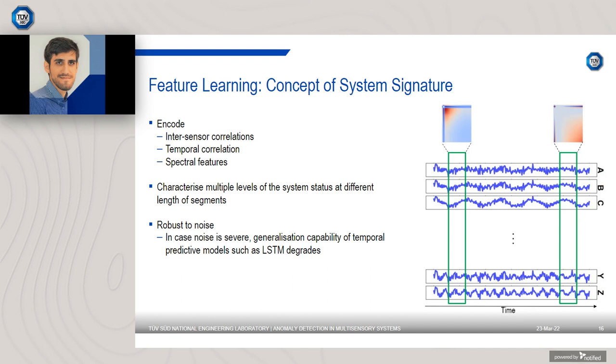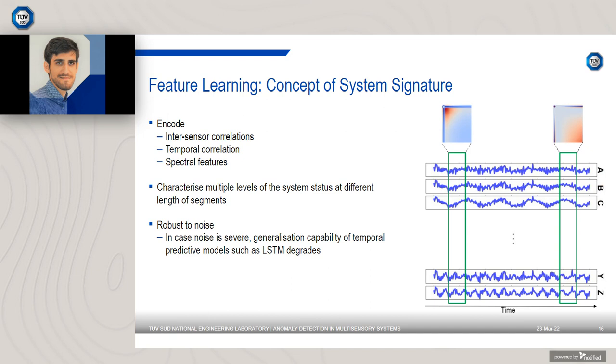When we feed neural networks with noisy raw data, there might be a generalization capability issue when we deal with temporal predictive models such as LSTM, and their performance may decrease when they are fed with noisy raw data. Compared to raw sensor data, signatures can be a better representative of intersensor correlations. They can abstract and represent intersensor correlations in the data, and temporal correlations at different temporal resolutions.